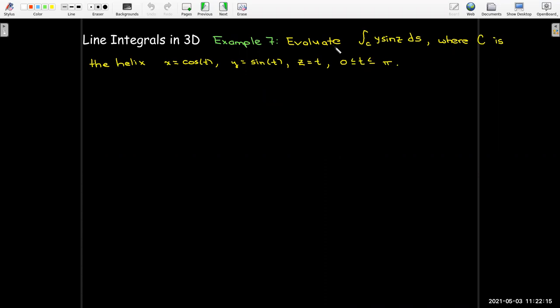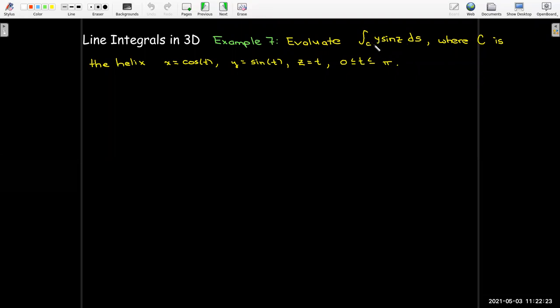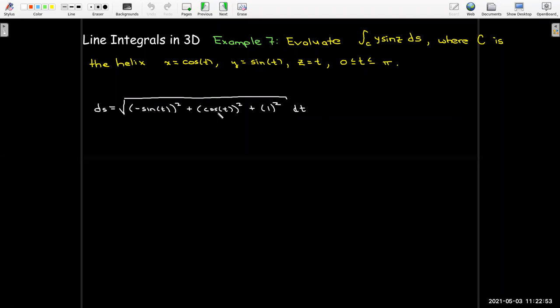So let's look at an example in 3D. Let's evaluate the line integral of y sine z over the curve C, which is a portion of the helix, x equals cosine t, y equals sine t, and z equals t. And we're only going to go from 0 to pi on the helix. So let's use our parameterization and figure out what is ds. Now, the derivative of x is just negative sine of t. The derivative of y is cosine. The derivative of z is just 1. But sine squared plus cosine squared will be 1. So I'm going to have the square root of 1 plus 1, in other words, radical 2 times dt.